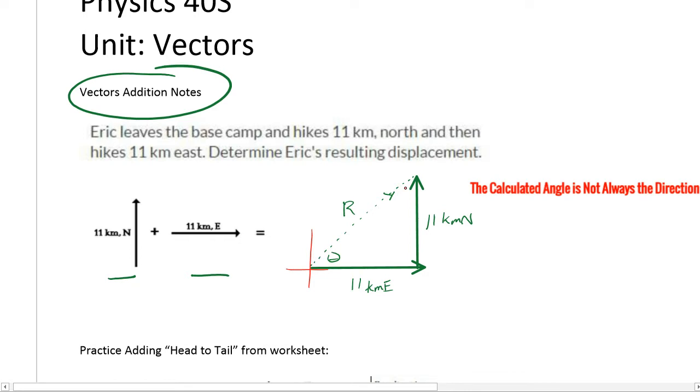Okay, so now we're going to be using our Pythagoras. We could start off with R squared is equal to 11 squared plus 11 squared. So R is going to be equal to the square root of, what's 11 squared? 121. 121 plus 121. And so I think it works out to 15.6.